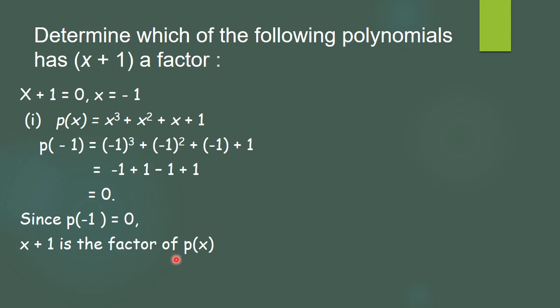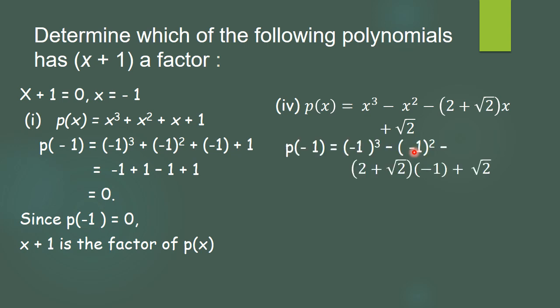Now another question. They have given p of x as x cube minus x square minus (2 plus root 2)x plus root 2. In the same way we have to check for x plus 1 as a factor. So we'll replace x with minus 1 and calculate p of minus 1. When we calculate, minus 1 cube becomes minus 1. Minus 1 square is plus 1, but minus of plus 1, so ultimately it becomes minus 1. Here this is a minus and here is also a minus, so when we multiply, minus of minus becomes a plus.